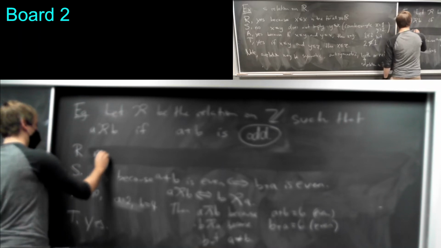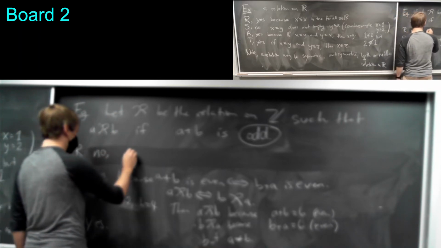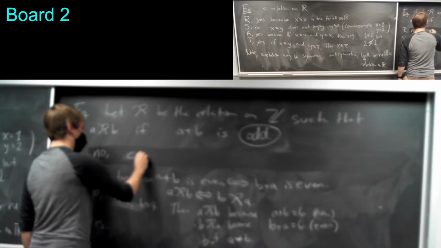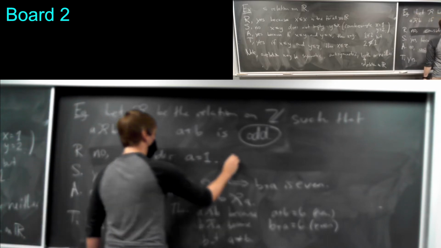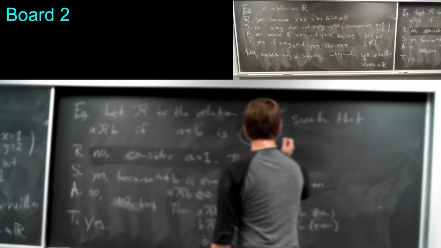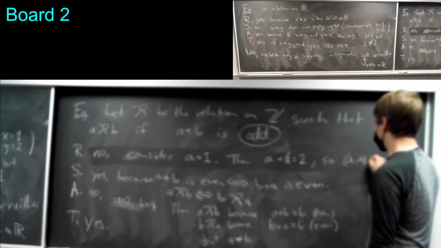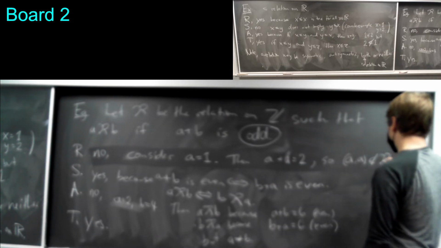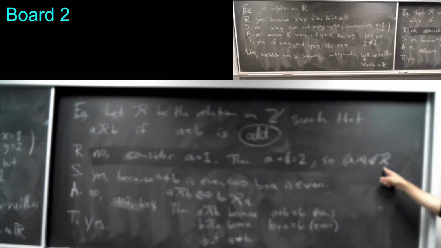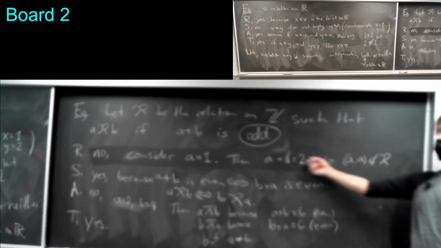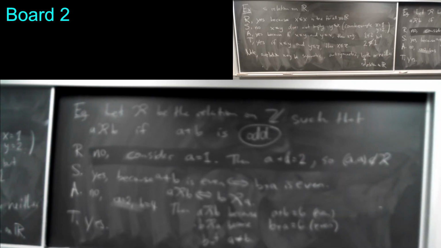So the answer will become no because, for example, a counterexample: consider a equals 1, then a plus a is 2. So a is not related to a. I can write that as (a, a) is not in the relation. So therefore, this is a counterexample. It shows it's not reflexive.